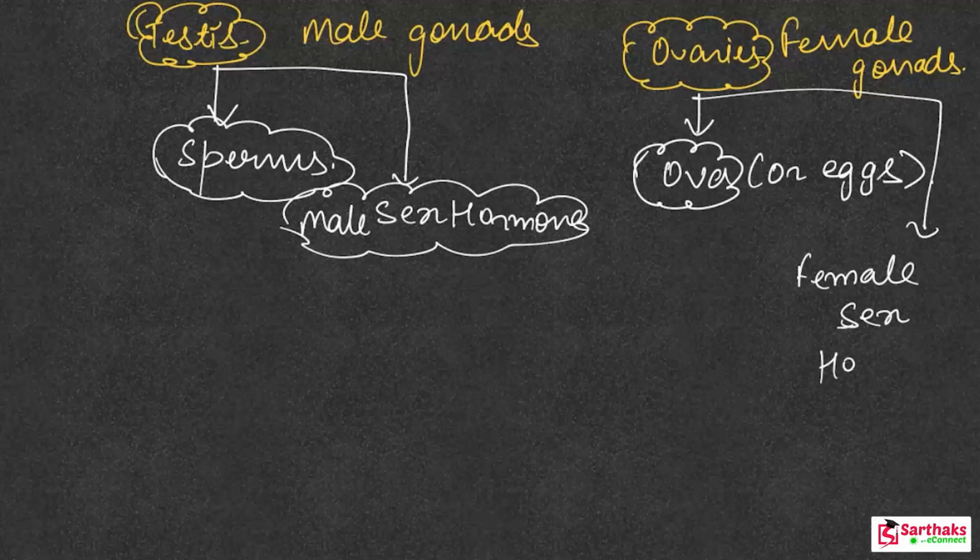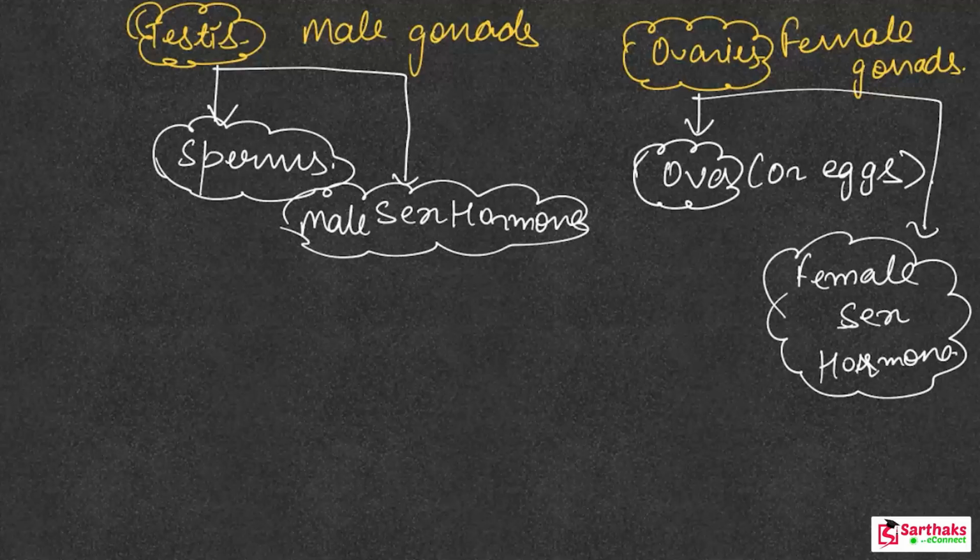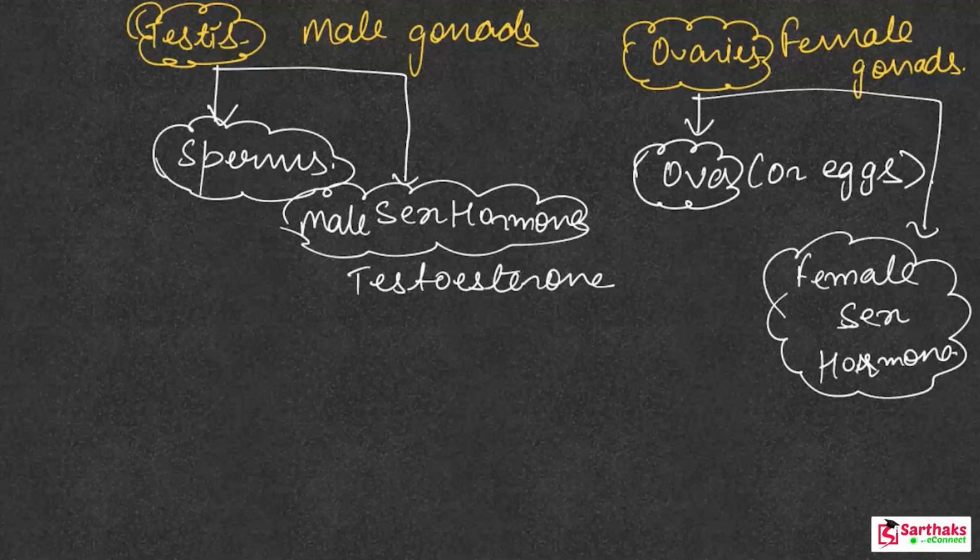Female sex hormone. Okay, now can you tell me the name of the female sex hormone and male sex hormone? Yes, the male sex hormone is known as testosterone. Okay, while the female sex hormone is known as estrogen. Okay, I hope you got it.